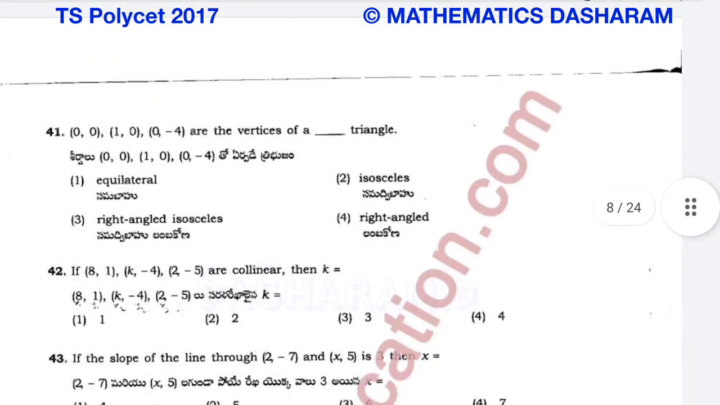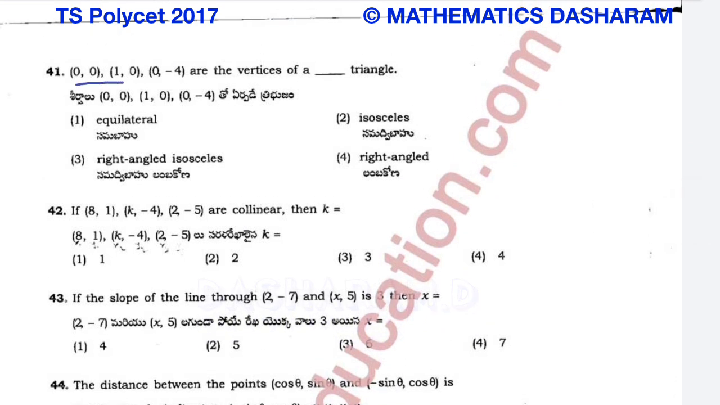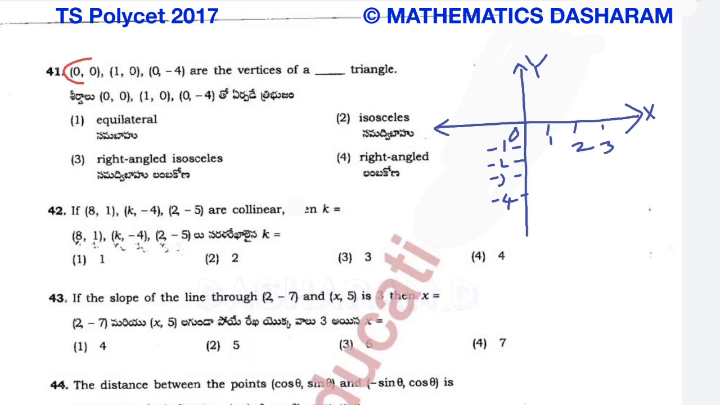Next question 41. 0 comma 0, 1 comma 0, 0 comma minus 4 are the vertices of a dash triangle. So the first point is 0 comma 0, so that is the origin. The second point is 1 comma 0. Here is a 1 and here is a 0, so the point will come at the place of 1 on the x-axis. Next, 0 comma minus 4, here is a 0 and here is a minus 4, so the point will come on the y-axis at the place of minus 4.